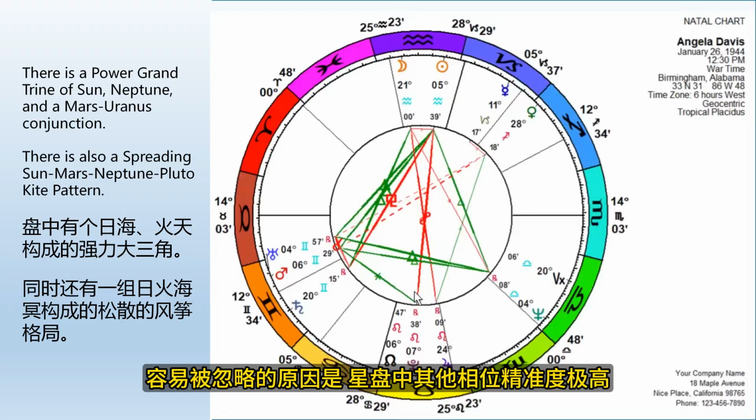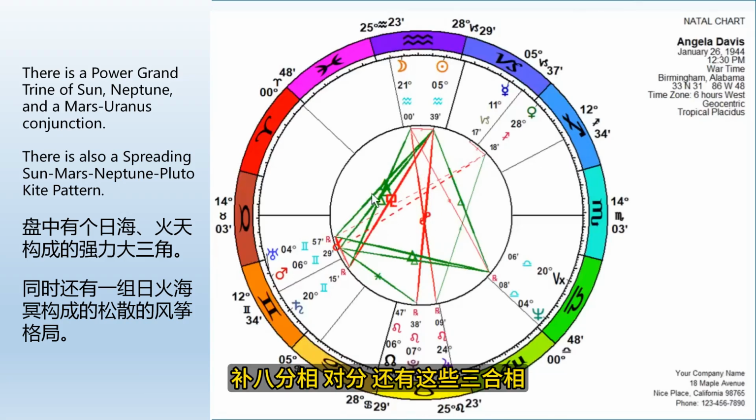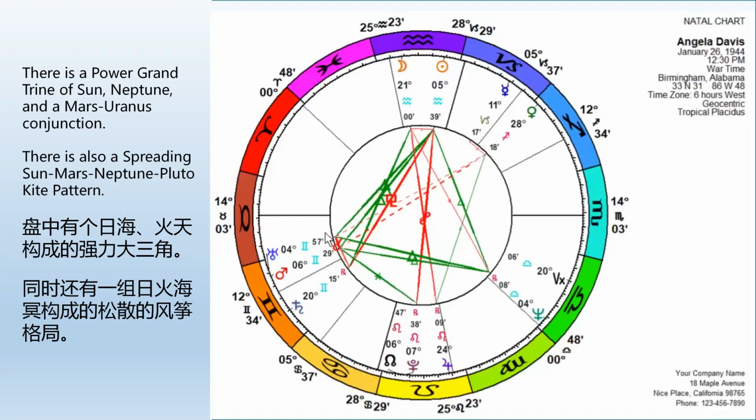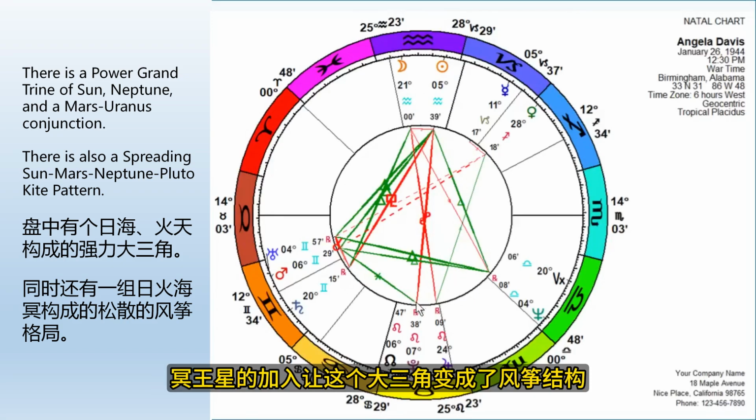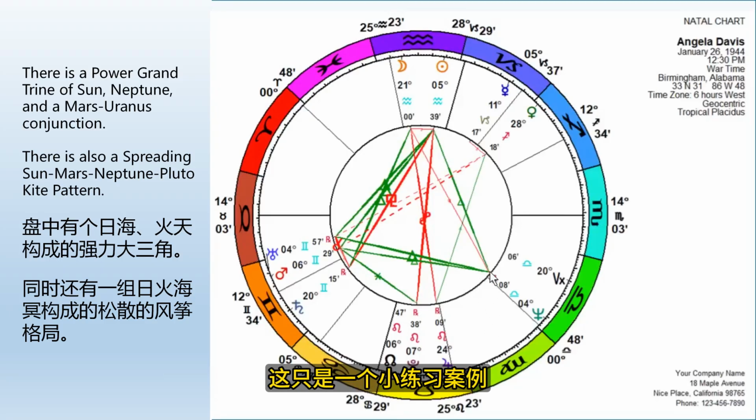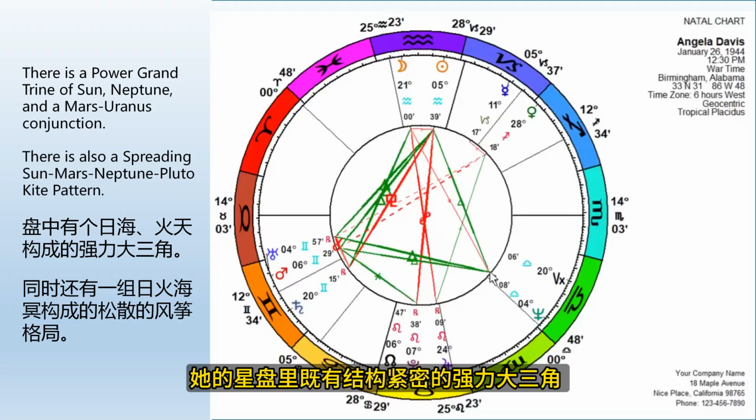I think the reason it's easy to overlook is because so many other aspects are so exact. This sesquiquadrat, this opposition, these trines. You see these big fat lines and these big glyphs. The little bit weaker sextile and the line missing, but it is a kite. Pluto comes in and makes a kite in this grand trine. So it's a spreading kite. Anyway, just a little exercise. She has a tight power grand trine and she has a spreading kite with the same planets.